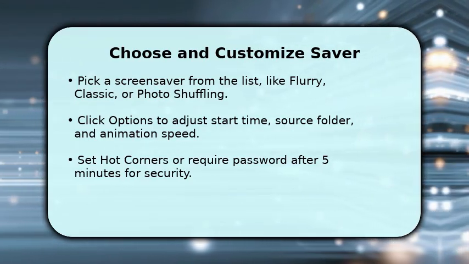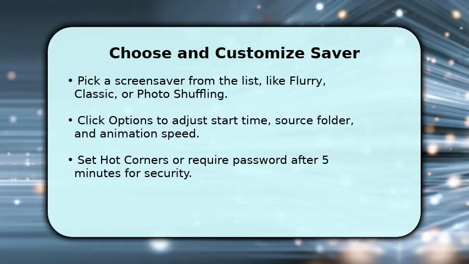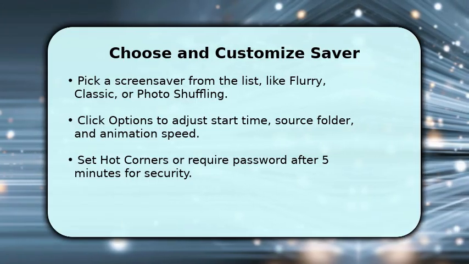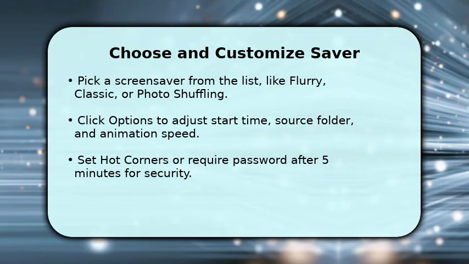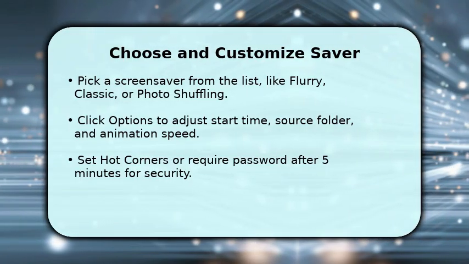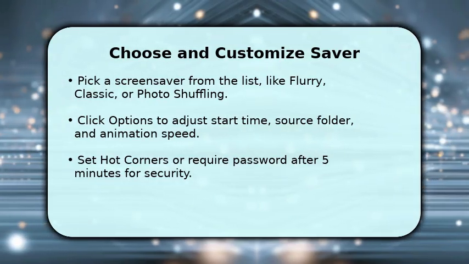Use options to set the image source, change display order, and adjust animation speed. Choose a start time using Start After or set hot corners to activate the saver instantly. Enable Require Password after 5 minutes to secure your Mac when returning. Each customization saves automatically, and you can preview changes instantly before closing the setting.